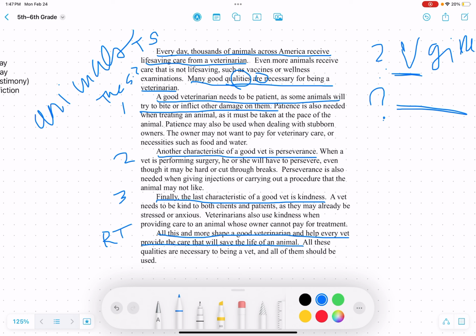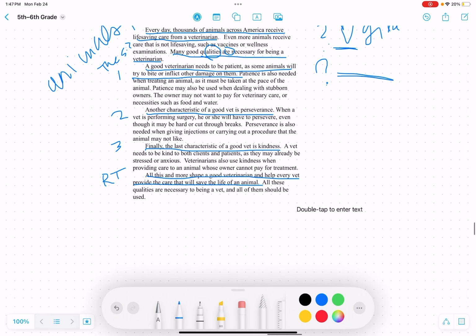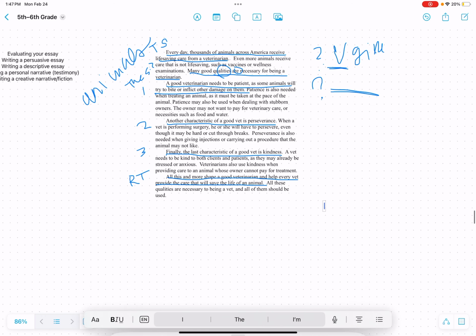Many good qualities are necessary for being a veterinarian. What if we say a good veterinarian displays many good qualities? Or let's make it even more specific. And I'm going to type this one out because I really want to remember this one. And my student who's watching this is more than welcome to use this. In fact, I recommend it.